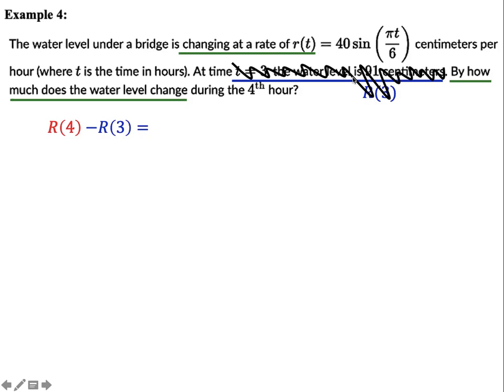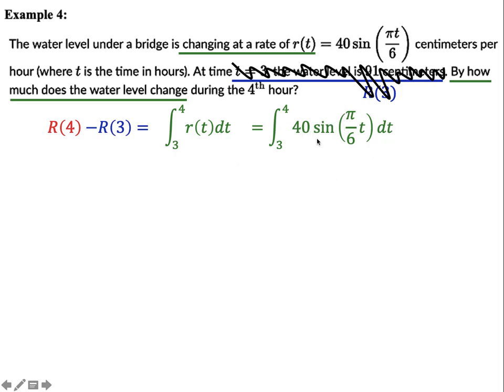So notice I scribbled that out, right? Scribbled that out because all we're being asked for is by how much does the water level change? And if all we're looking for is the change, then all we're looking for is the value of the integral, which we have to use because we have no idea about big R of 4. We can't use this side of the expression. So we're going to integrate our rate, which is 40 sine pi over 6 t dt.